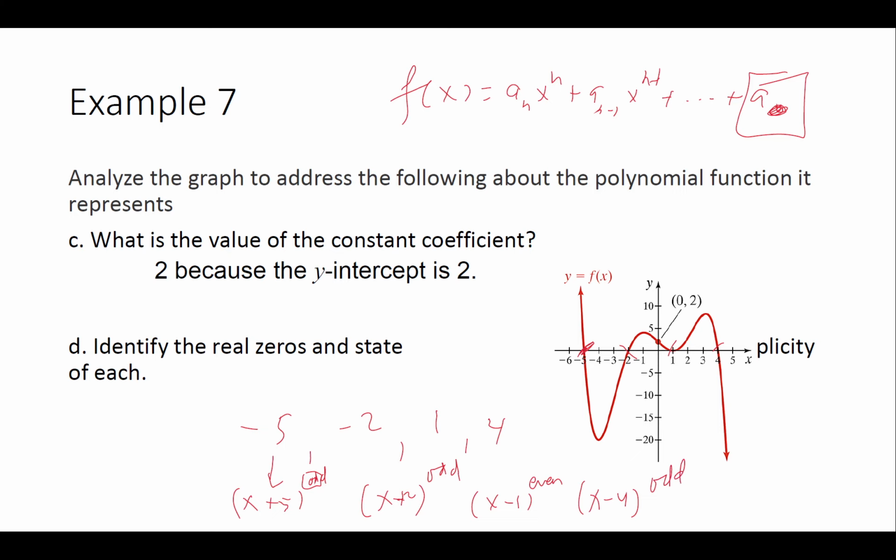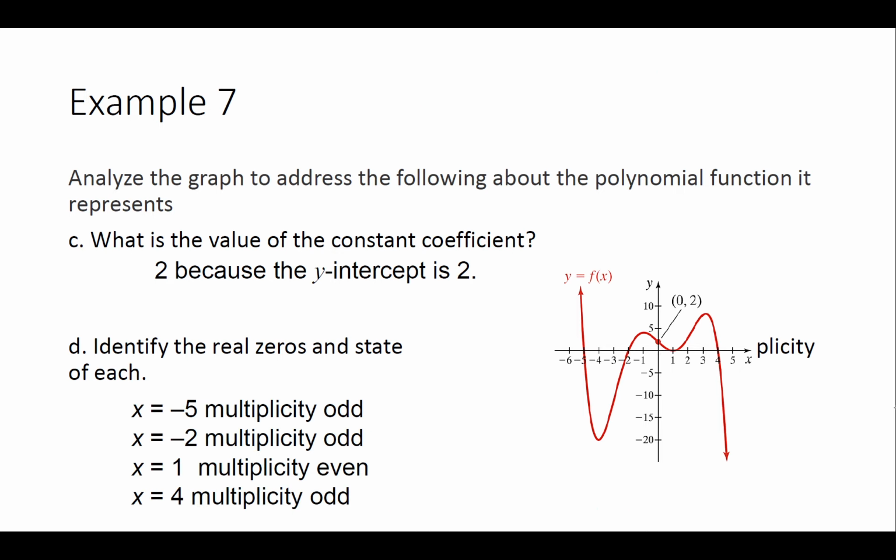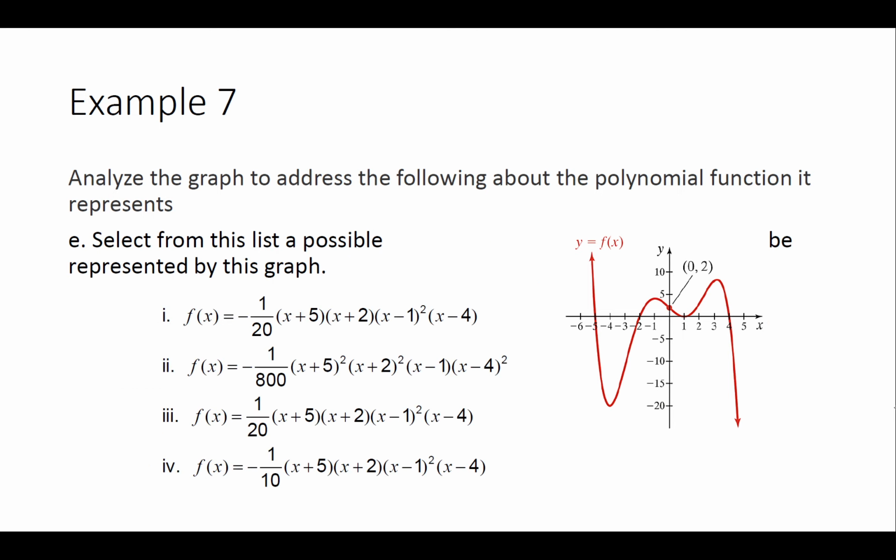Whenever you try to form a function for this graph, that function has x plus 5 as a factor, x plus 2 as a factor, x minus 1 as a factor, and x minus 4 as a factor. The exponents of the factors would be odd, odd, even, and odd, by looking at this crossing and touching behavior. These are the things I was talking about. So we have all this information, and sometimes they ask you to choose which one is the right function for this particular graph.